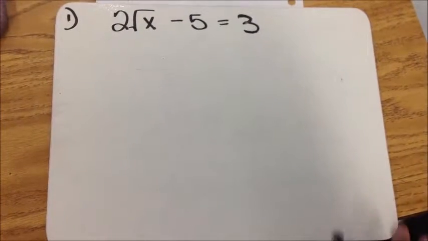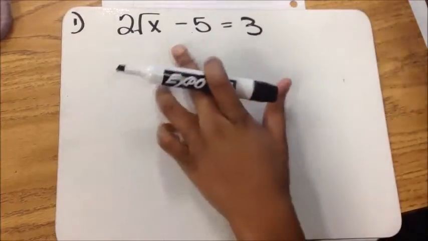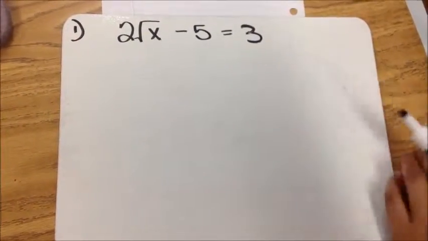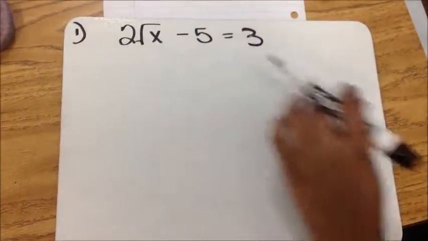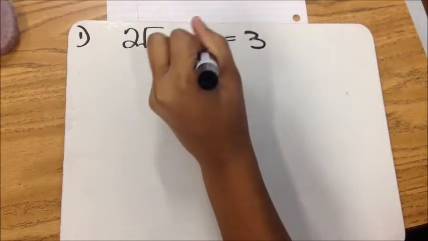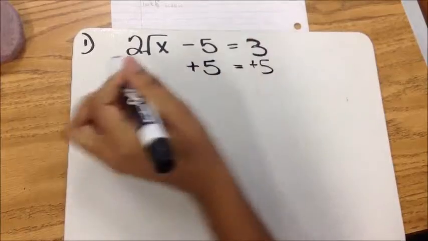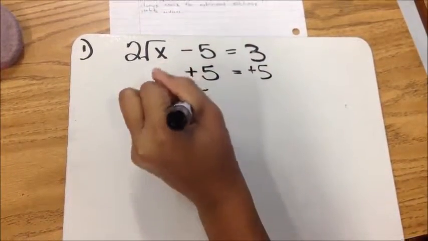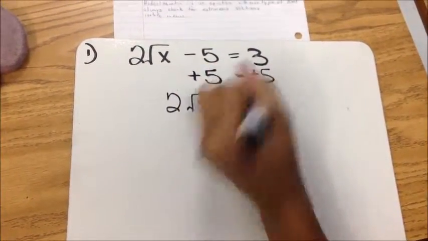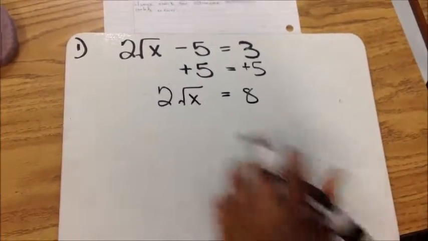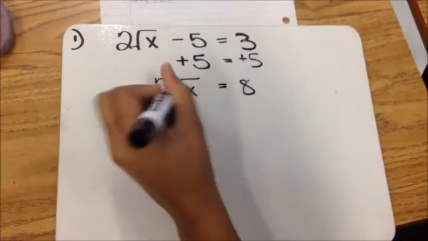The first equation here is a simple one. 2 square root of x minus 5 equals 3. The first step, move the 5 to the right. That will leave you with 2 square root of x equals 8. Second step, divide by 2 on both sides.